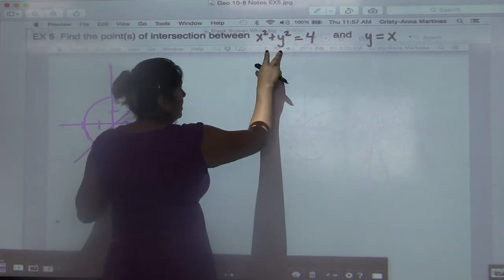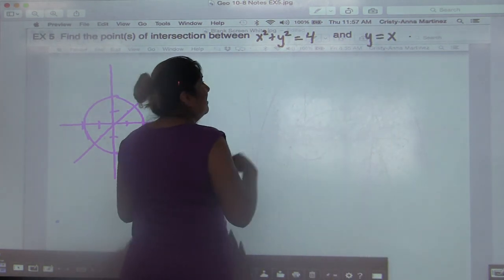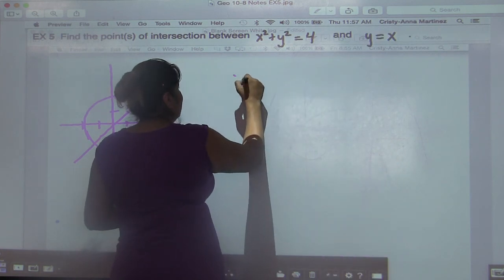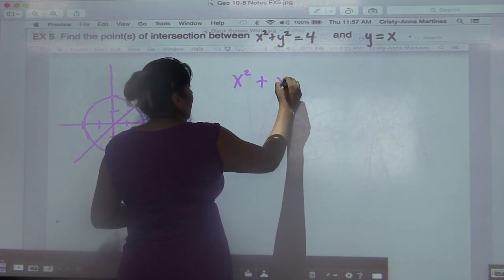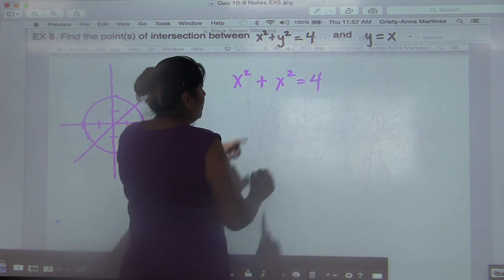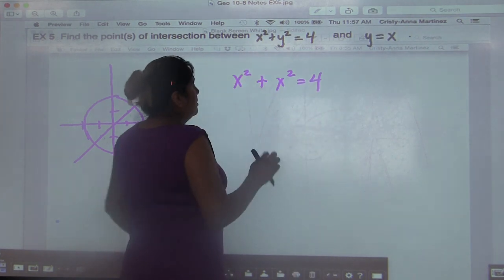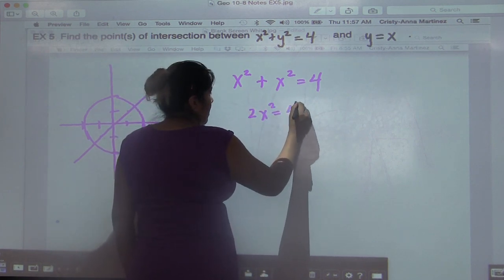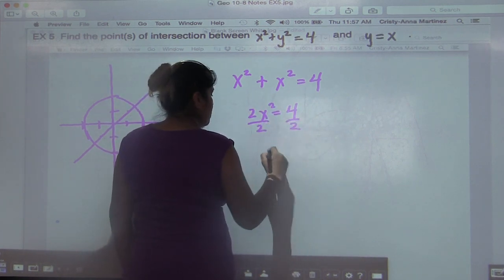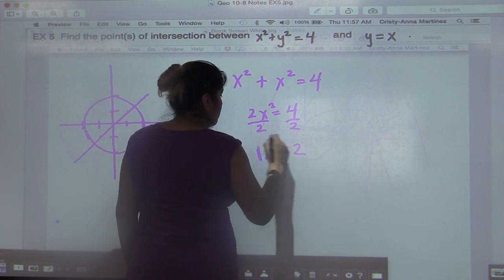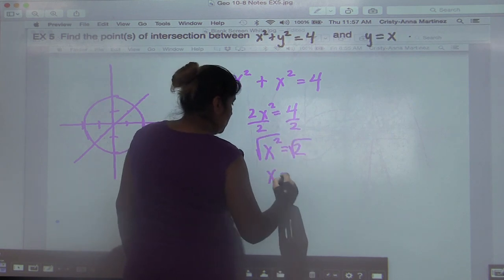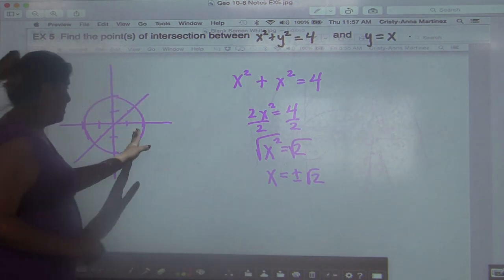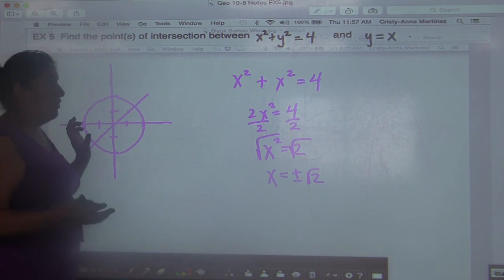We can take our equation, and since we know that y equals x, we can replace the y variable with x because y equals x. So we can say x squared plus x squared equals 4 because we're replacing the y with x. So now that means we have 2x squared. And if you divide both sides by 2, then you get x squared equals 2. And when you square root both sides, you get that x equals plus or minus root 2. So you have 2 places, positive root 2 and negative root 2, where the graphs intersect.